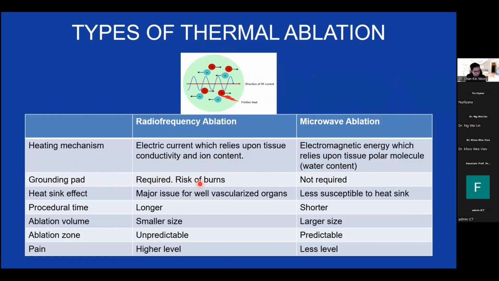Comparison showing a ground pad is required in RFA. Microwave, you don't need it. Heat sink is, I would say, more in RFA, less in microwave. Procedural time is also longer in RFA. Microwave is shorter. Ablation volume is smaller in RFA and larger in microwave. RFA is more unpredictable because of the heat sink effect, and microwave ablation is more predictable. Pain as well is higher in RFA and less in microwave.